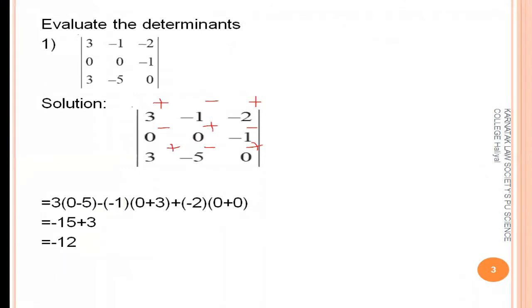Evaluate the determinant. Here they have given the determinant 3, minus 1, minus 2; 0, 0, minus 1; and 3, minus 5, 0. We already know the expansion of a determinant of order 3. In order to express the first term with minus 1 raised to the sum of suffixes, and the second order determinant, we directly expand with the help of these signs. First row sign is plus, minus, plus; second row is minus, plus, minus; and third row is plus, minus, plus. You have to remember these signs.